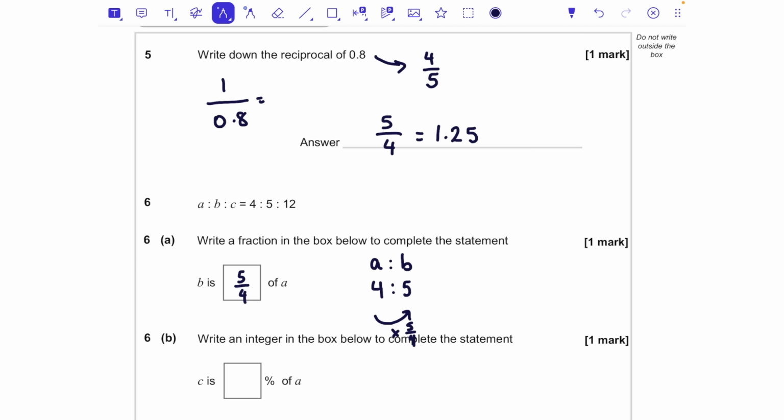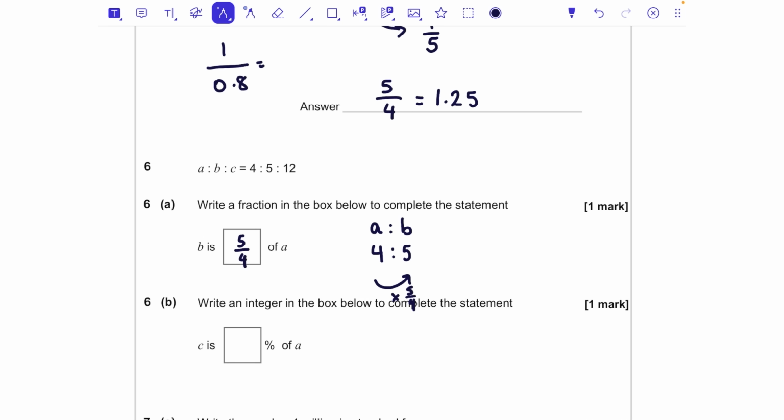For part B, write an integer, so a whole number in the box below to complete the statement. C is something percent of A. Well, the ratio A to C is 4 to 12. And we can see that that's been multiplied by 3. So C is 300%. It's 3 times bigger, so that is 300% of A.